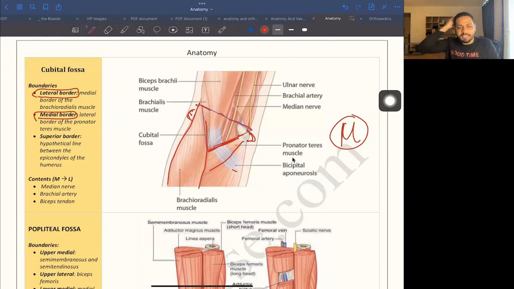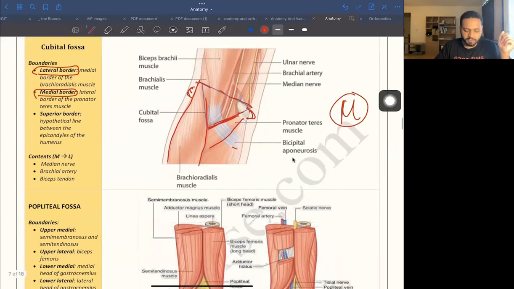What are the contents? Basically, you're looking for the brachial artery. The brachial artery is very deep in the contents, along with the bicipital aponeurosis, the bicipital tendon, and the median nerve. And also in its roof, you have the median vein, which connects the cephalic and basilic veins, okay? And this is the vein that you usually cannulate or puncture for blood.